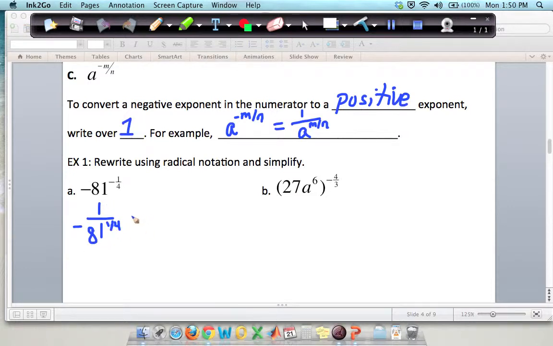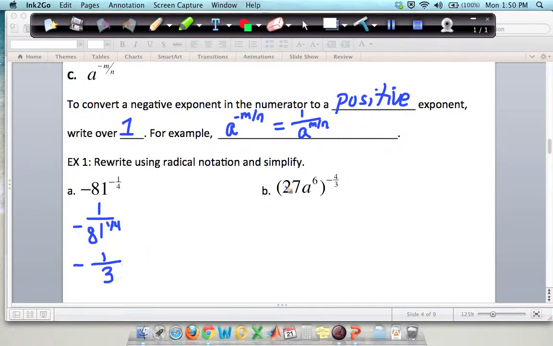I'm then going to simplify this. This is negative 1 over 81 to the 1/4 power. You can do that on your calculator, or that's the 4th root of 81, which is just 3. So this simplifies to negative 1/3.